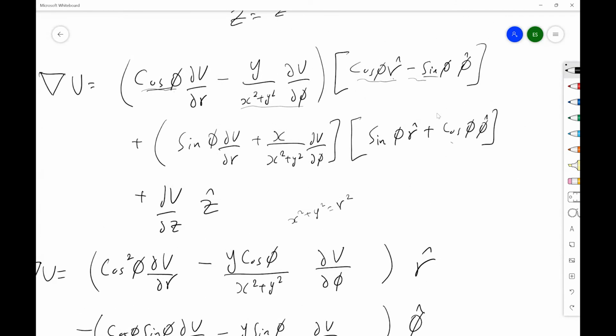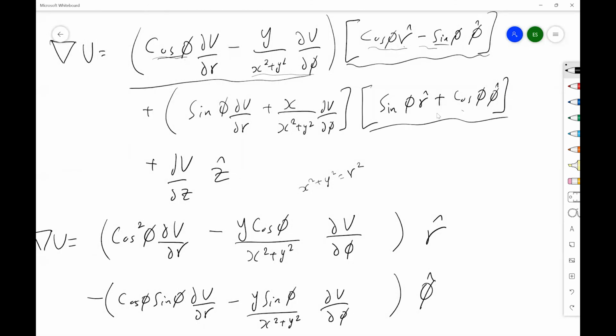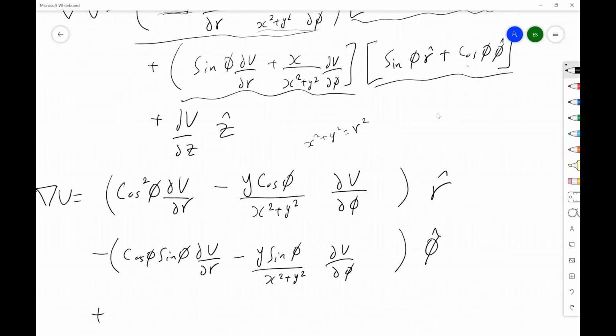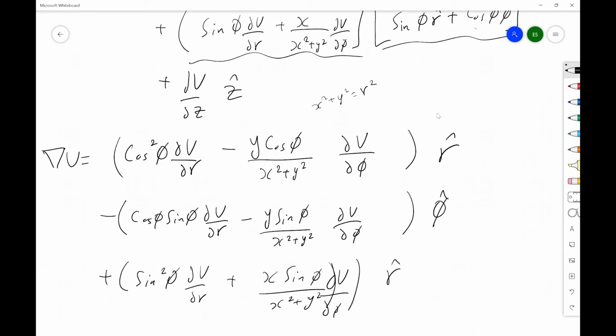So I just essentially multiplied this into this. That's what I did. And then plus, I'm going to now multiply this into this. When I do that, I get sine squared phi du over dr plus x sine phi over x squared plus y squared du over d phi r hat.